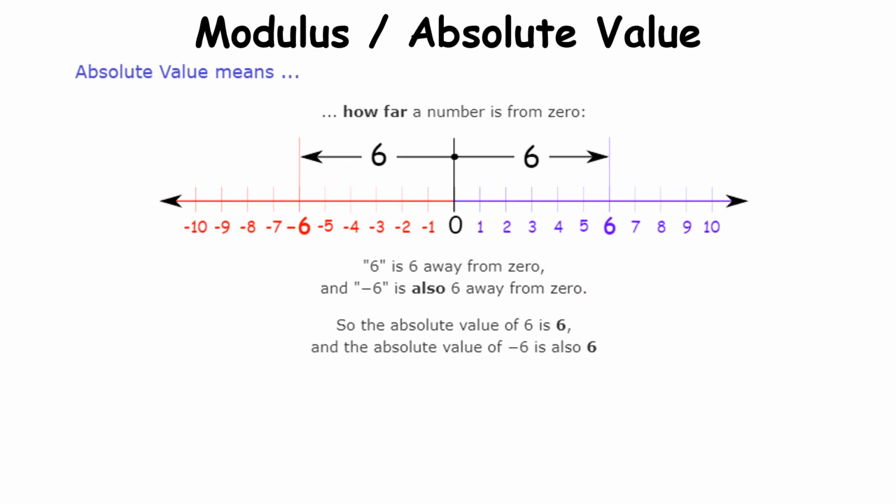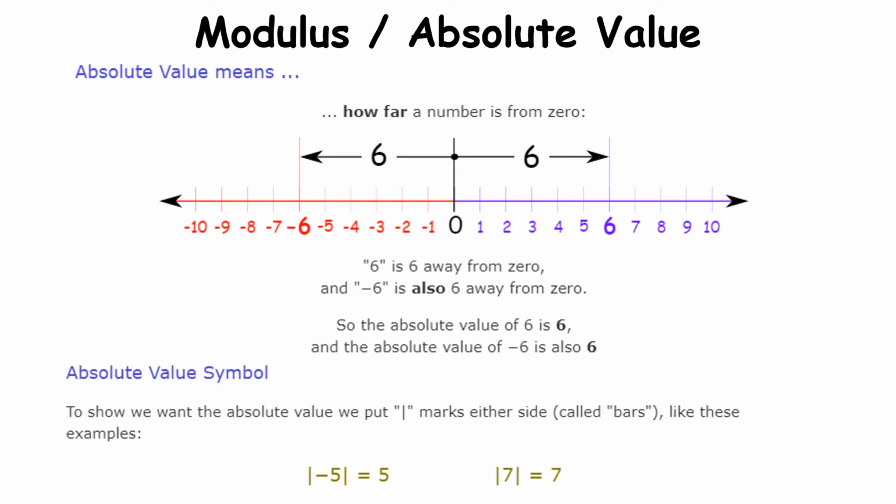Let's talk a little bit about modulus or absolute value. Absolute value is a measure of how far a number is from 0. So 6 is 6 units away from 0, but minus 6 is also 6 units away from 0. So the absolute value of 6 is the same as the absolute value of minus 6, which is 6. Absolute value is another way to say modulus. I use the words interchangeably. How it's written is with these two straight lines.